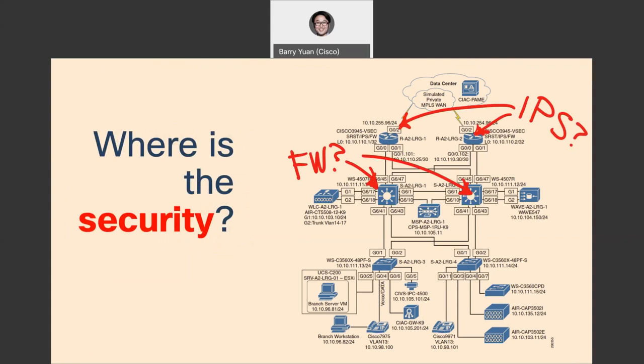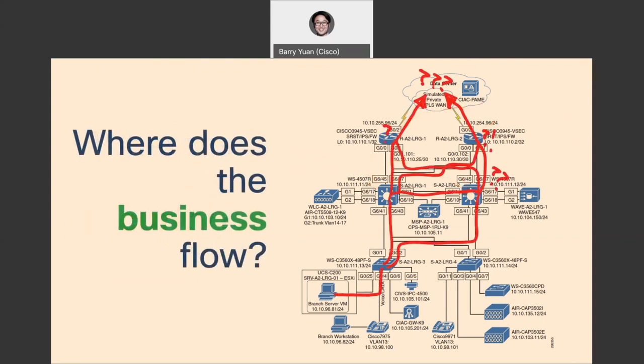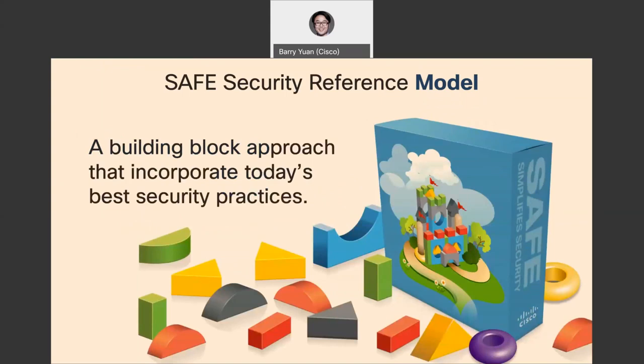Like, which box is the firewall and where's the IPS? And what about malware protection? And also, more importantly, it doesn't show how the traffic actually flows through the network. And it doesn't show the business flow and how it looks in this environment. And this is where SAFE comes in.